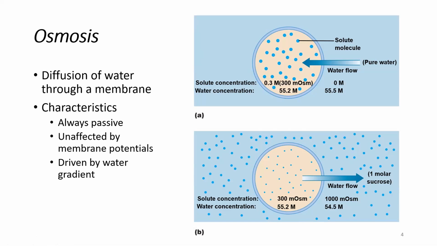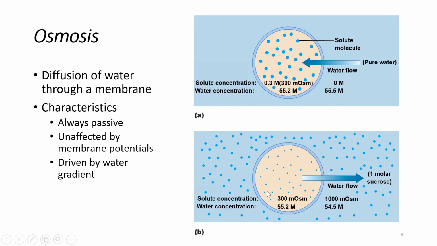So water is at a higher concentration outside the cell because it's pure water. It's at a lower concentration inside the cell because it's got more solute dissolved inside the cell. And so that is that water gradient, that's the concentration gradient that facilitates water movement from the outside of the cell where we have pure water to the inside of the cell where there's less water, okay?